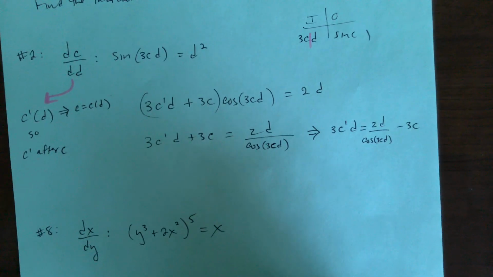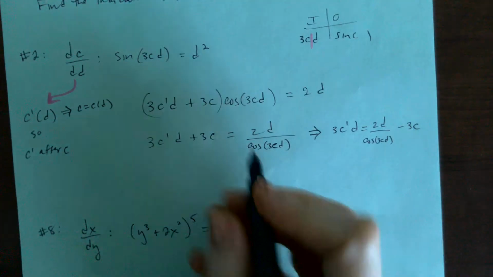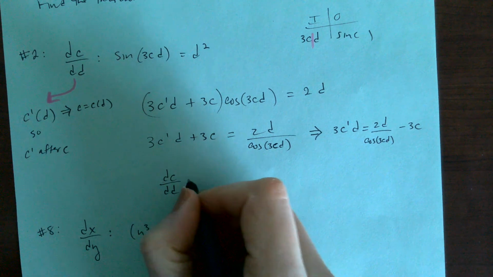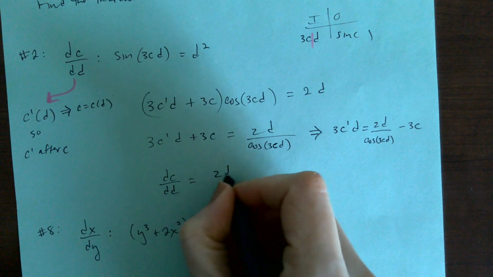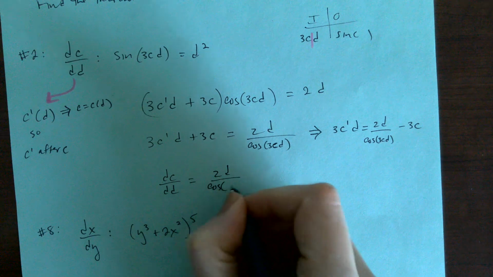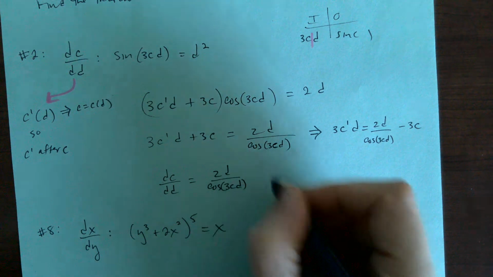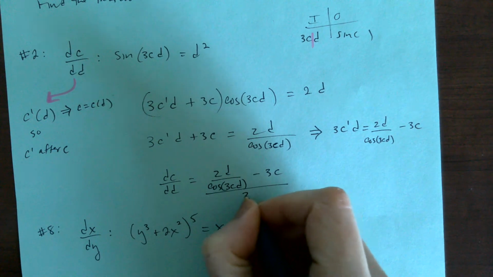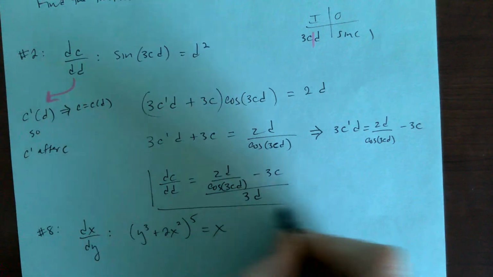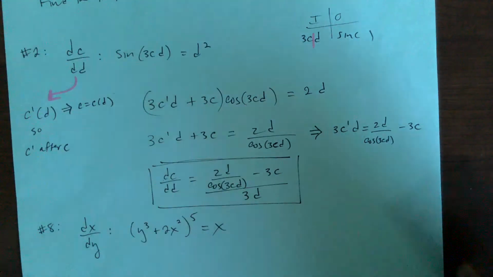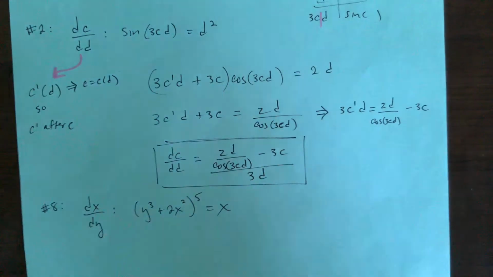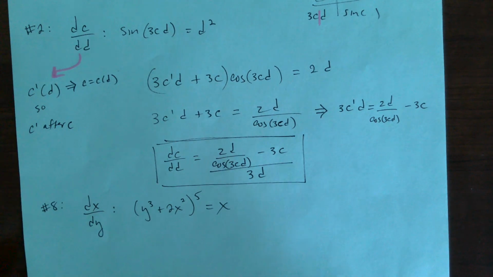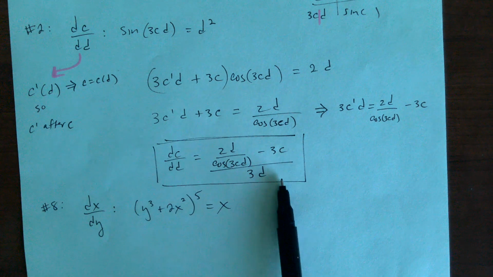Remember, c prime is the same as dc over dd. At this point I'll switch to Leibniz notation, but you don't really need to if you don't want to. So we have 3cd minus 3c over 3d. And guys, last year in pre-calc, this is called a complex fraction, because we would simplify something like this. You can if you want to, but this is a perfectly fine answer.